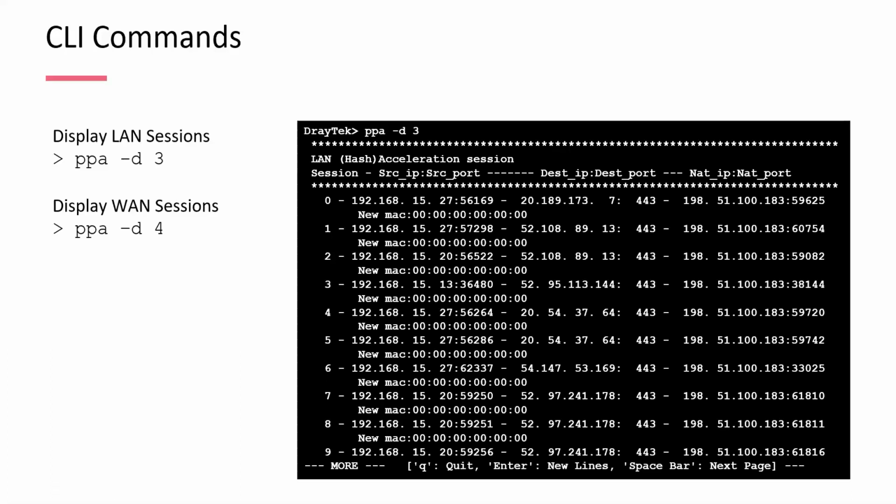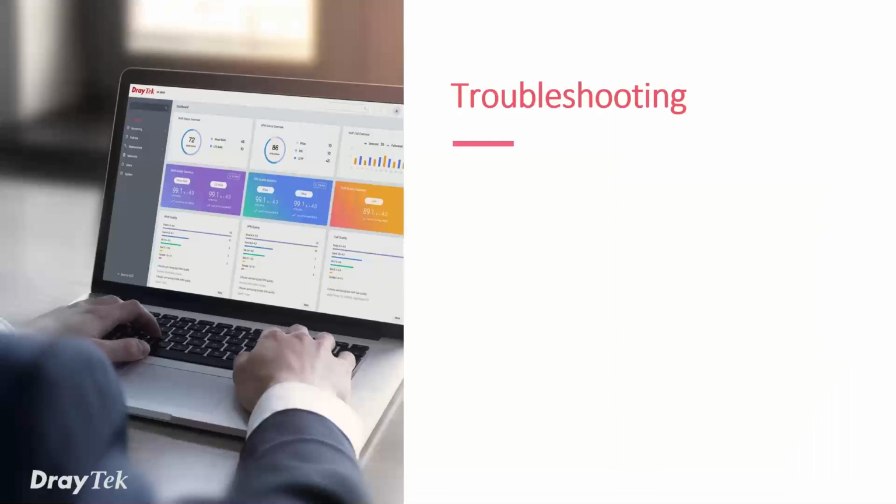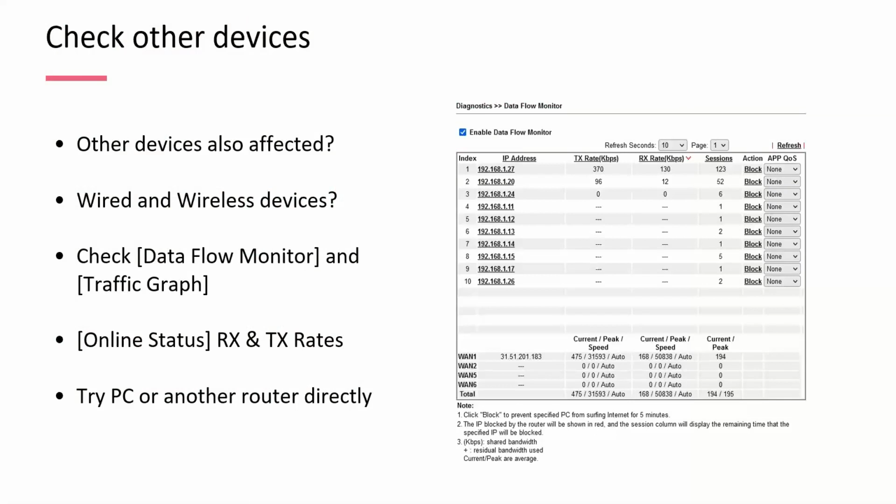So that concludes the setup. Let's now just run through some stuff on troubleshooting to give you some tips of just general things on WAN connection speeds, but also stuff specific to hardware acceleration. So if you're seeing any WAN performance issues, one of the things I recommend doing is check to see if other devices are also affected, just to see if it's something specific to a single device, and also are wired and wireless devices affected as well.